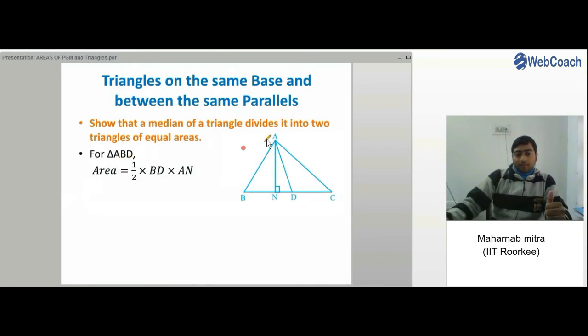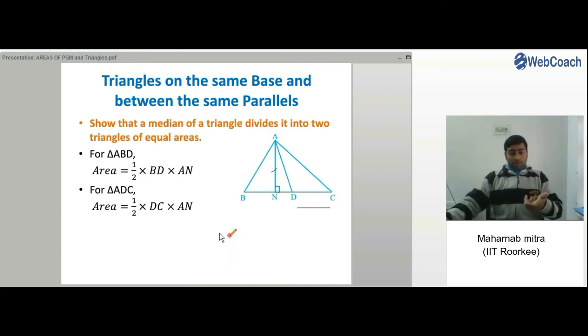So for triangle ABD, which is one half on the side of the median, the area of that part is half into BD, which is the base, into the height, which is AN. Half into base into the height AN, right? So this is the area for triangle ABD. Now the area of triangle ADC, if we consider, it is half into base DC into height AN. So we have found the area of triangle ADC also.